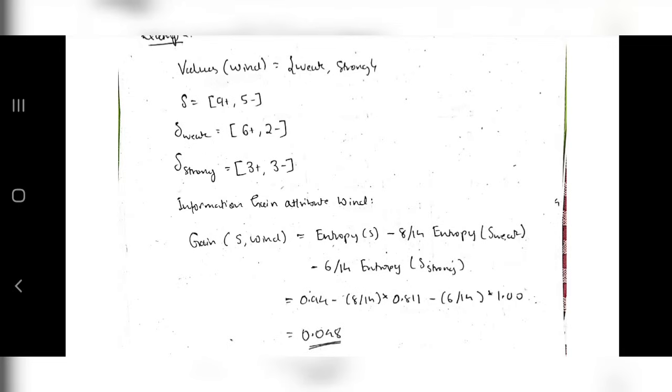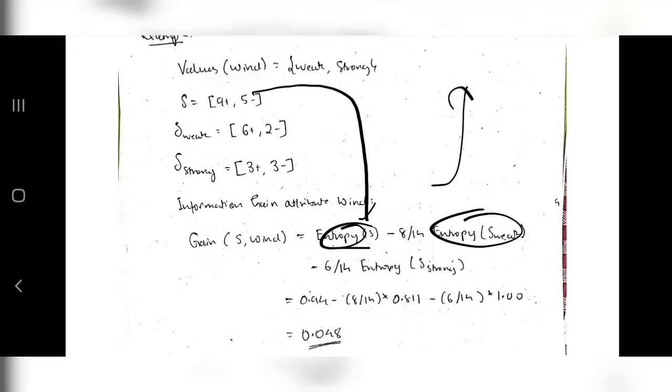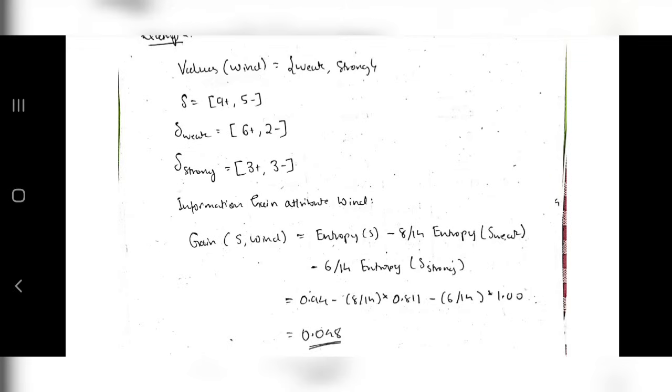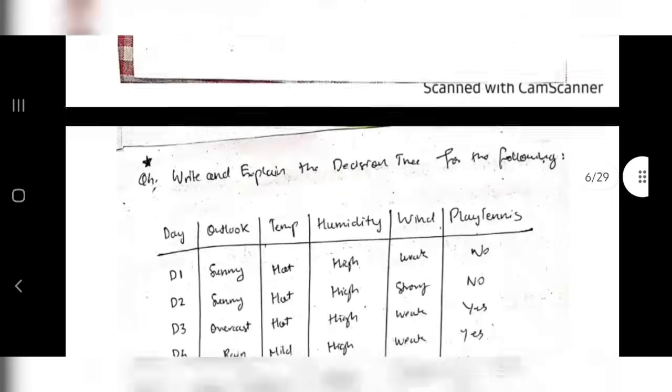Now in entropy you will be writing this. Entropy of S is nothing but this. There is a formula up there, right? You can see that and find out the entropy of S. The same way you have to do the summation part also: entropy of S weak and S strong, and substitute to get the final answer, which is 0.048. Okay, so this is the theory part.